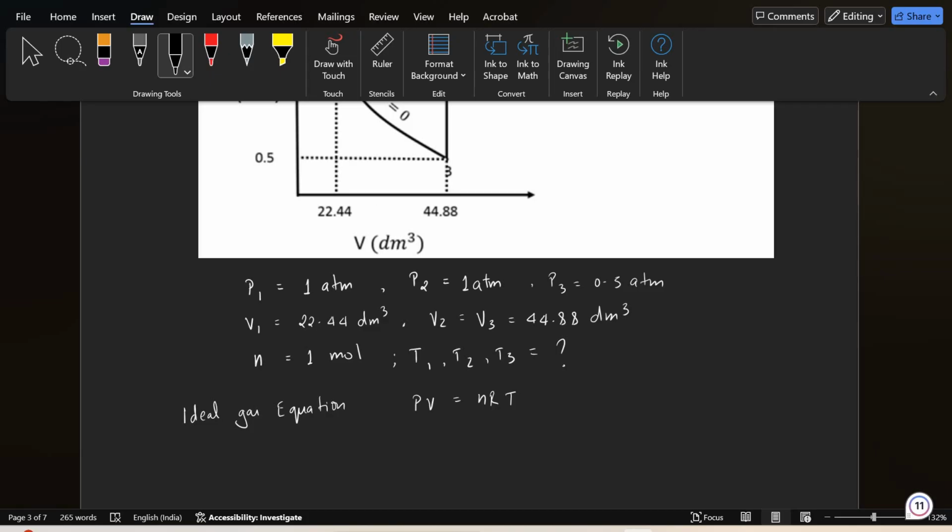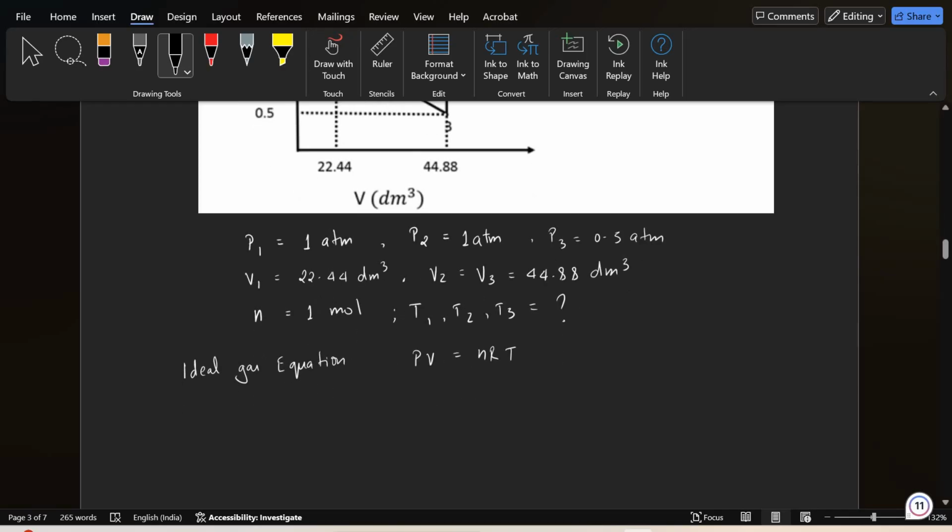So we know P, we know N, we know R, we just need to find one temperature, correct? So we need the correct value for R. As you can see here, the volume is in decimeter cube, and 1 decimeter cube is equal to 1 liter. And the pressure is in atmosphere. So we need the correct value of R. I have already noted that down.